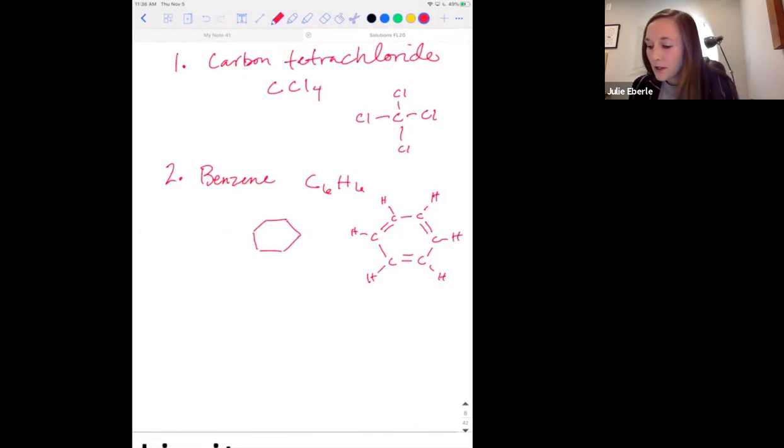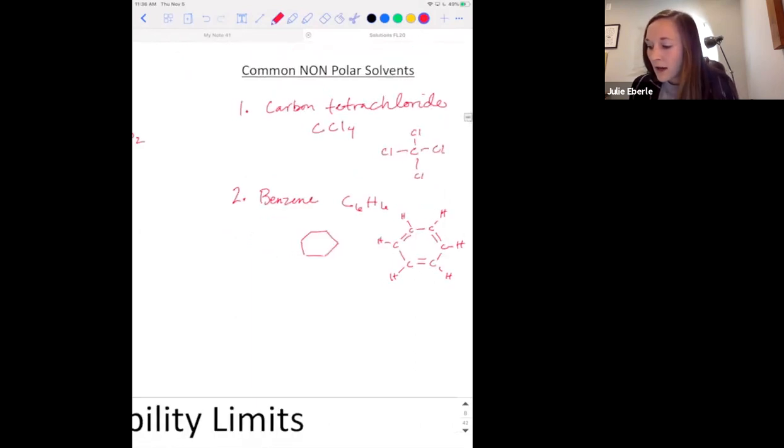There's all kinds of symmetry here, and all the carbon-hydrogen bonds are nonpolar. So benzene, and then diethyl ether. All right, what does this look like? Diethyl ether looks like this.